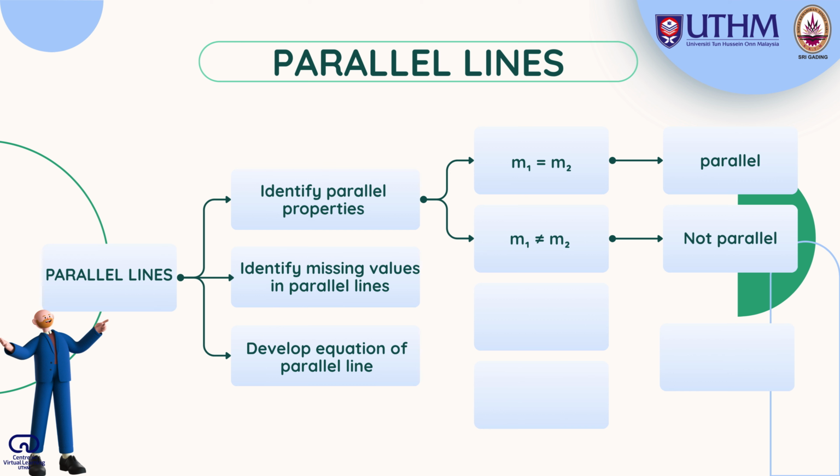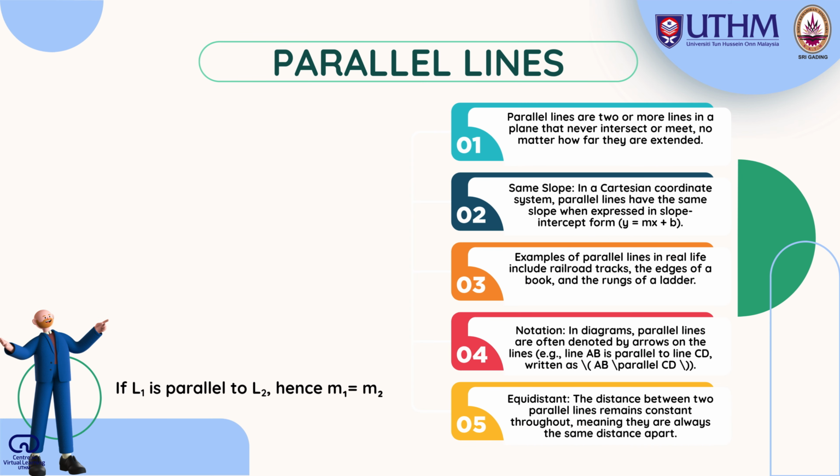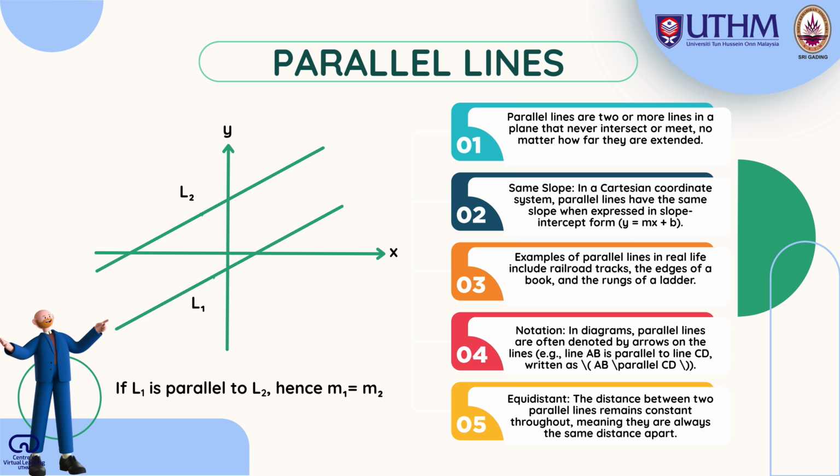And to develop the equation of a parallel line, we'll apply the equation of a straight line from subtopic 1.2, y minus y1 equals m times x minus x1. We use the gradient of the second line, which is equal to the first line, then substitute a point on the second line. When two lines are parallel, let's say L1 and L2, their gradients are equal, meaning M1 equals M2. That's the key point of parallel lines.